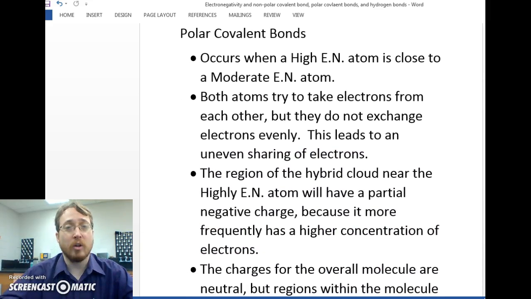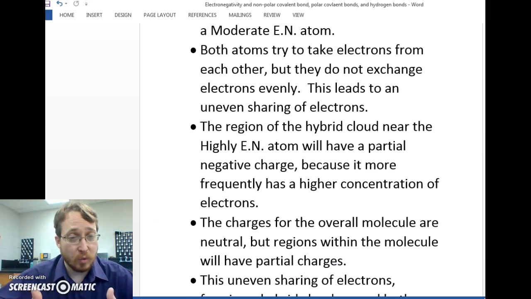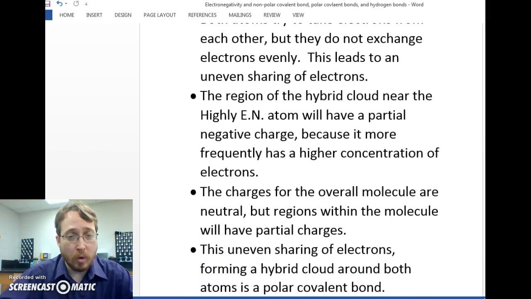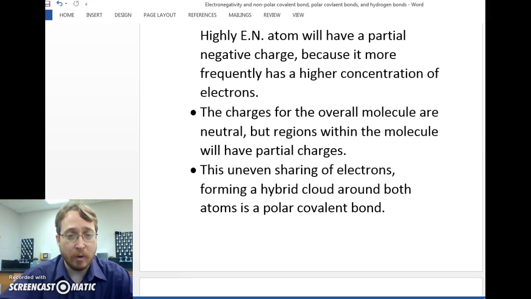Polar covalent bonds occur when we have a highly electronegative atom that is close to a moderately electronegative atom. Both atoms try to take electrons from each other, but they do not exchange the electrons evenly, which leads to an uneven sharing of the electrons. The region of the hybrid cloud near the highly electronegative atom will have a partial negative charge because it more frequently has a higher concentration of electrons, and the opposite is true. The charge for the overall molecule is neutral, but regions within the molecule will have partial charges. This uneven sharing of electrons forms a hybrid cloud around both atoms and is called a polar covalent bond.